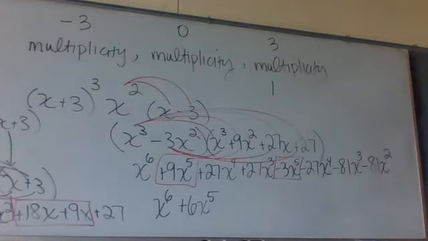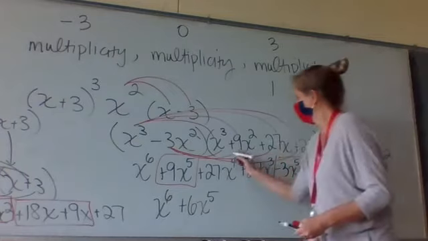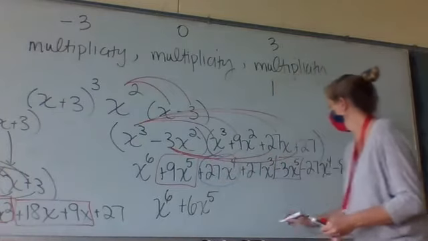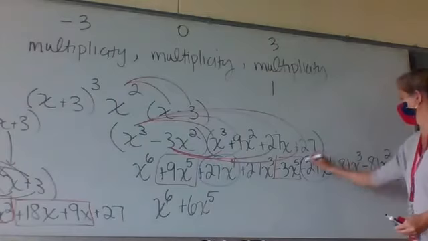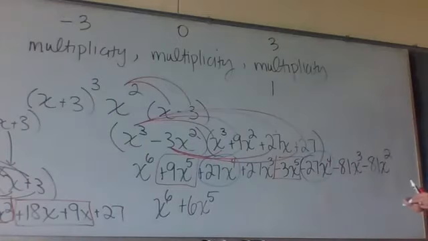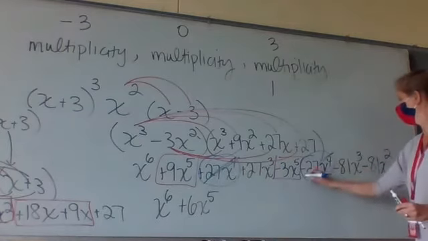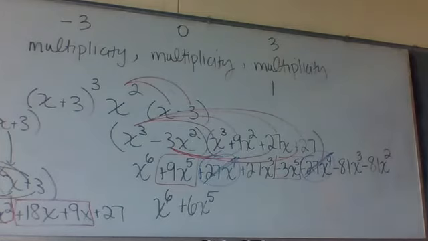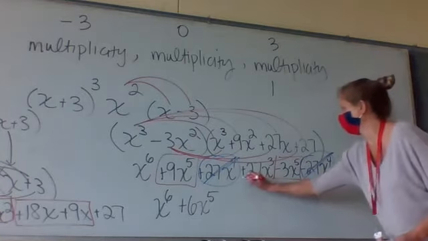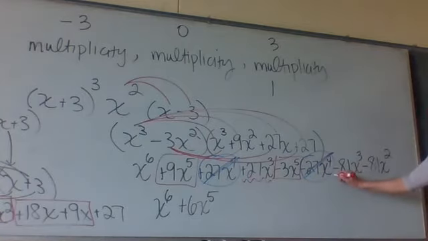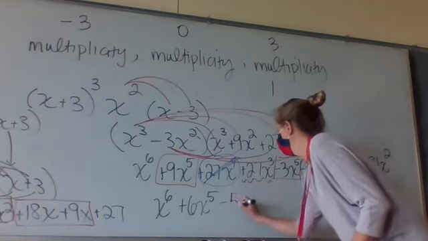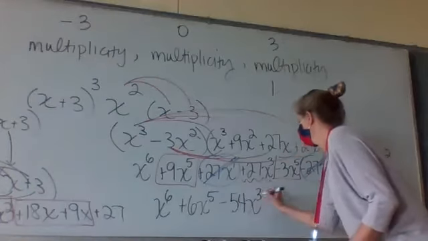What about x to the 4th? Here's a positive 27x to the 4th. And here's a negative 27x to the 4th. So what happens when you put your x to the 4th together? They cancel each other out. What about your cubes? Let's see, I've got a positive 27 here and a negative 81 here. So when I put my x cubes together, I get negative 54x cubes.